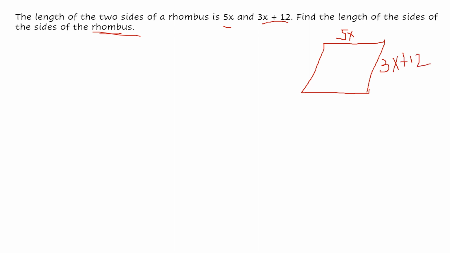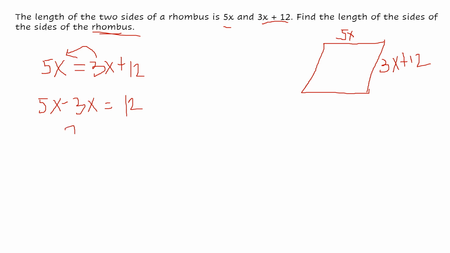But since all sides of a rhombus are equal, then we can say that 5x is equal to the other side, which is 3x plus 12. Again, since it's an equation and we combine similar terms, we transpose 3x to the other side. So 5x minus 3x equals 12. But 5x minus 3x is 2x, which is equal to 12.